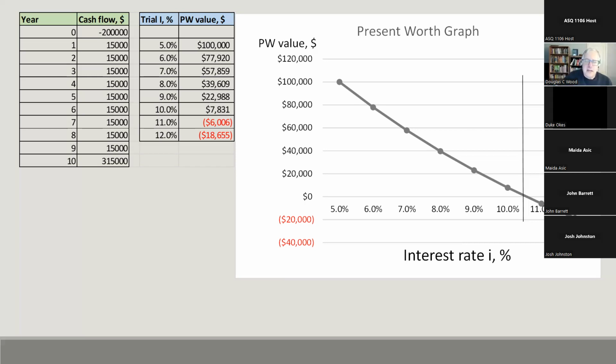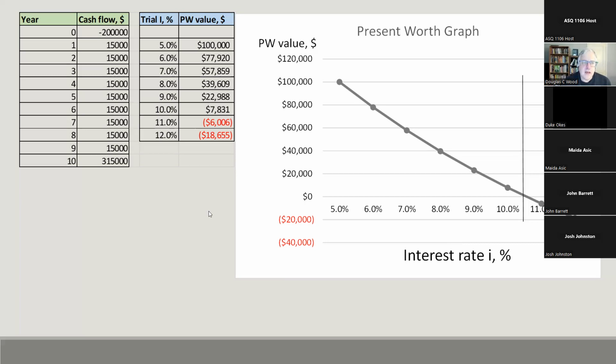Where the descending line crosses $0, that's a 0 present worth, or that's the interest rate. That's the actual rate of return for this project. You can see it's somewhere between 10% and 11%.